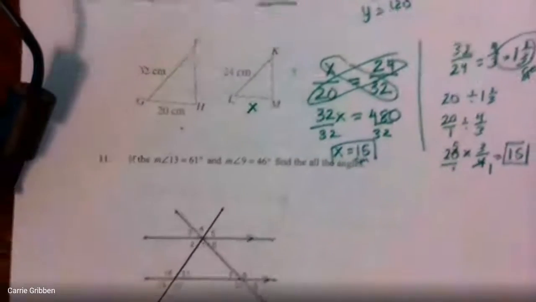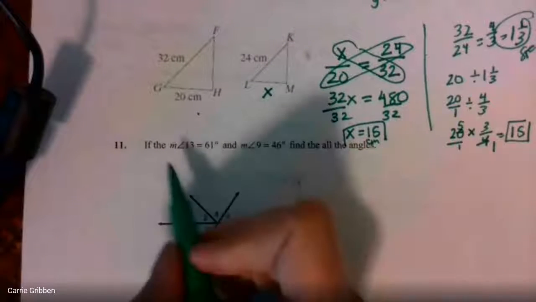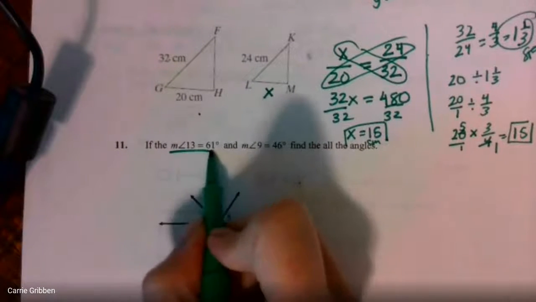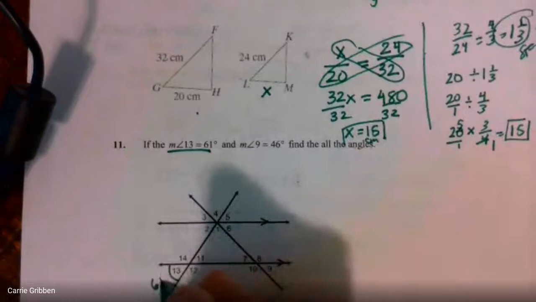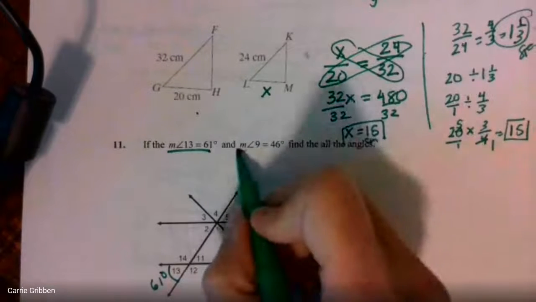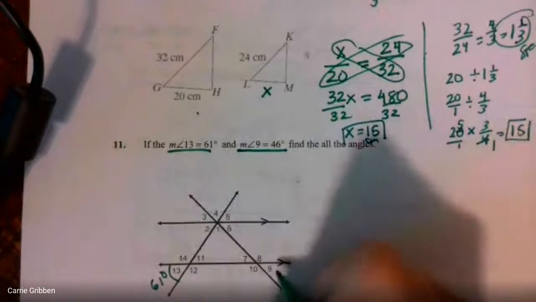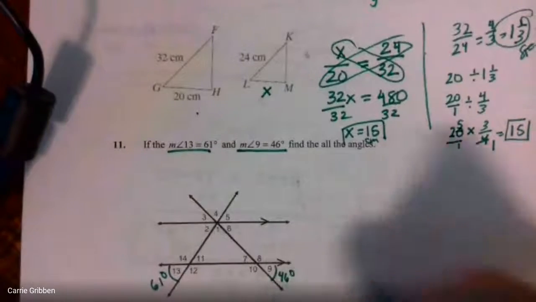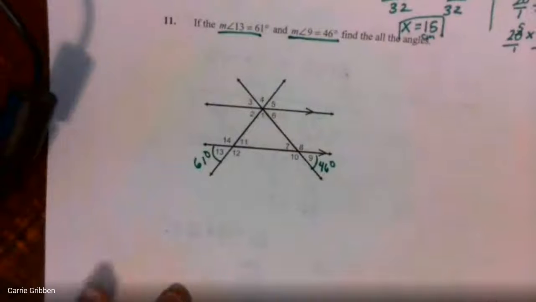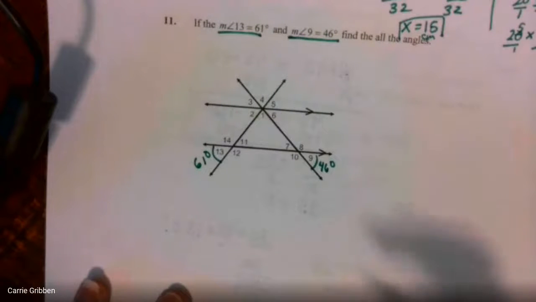Okay, finally, last question. In this diagram, what do they tell me? Angle 13 is 61. So, all right, I'm immediately going to label that 61. And angle 9 is 46. All right, where's angle 9? 46. So they want us to label all of these angles, given that I just know those two. All right, it's actually not that bad.